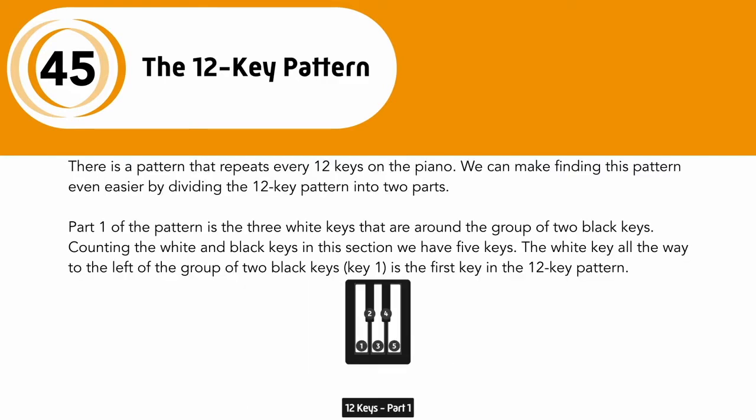Part 1 of the 12-key pattern is built around our group of 2 black keys. Counting the white and black keys in this section of the 12-key pattern, we have a total of 5 keys. The white key all the way to the left of the group of 2 black keys is key number 1, the first key in the 12-key pattern.